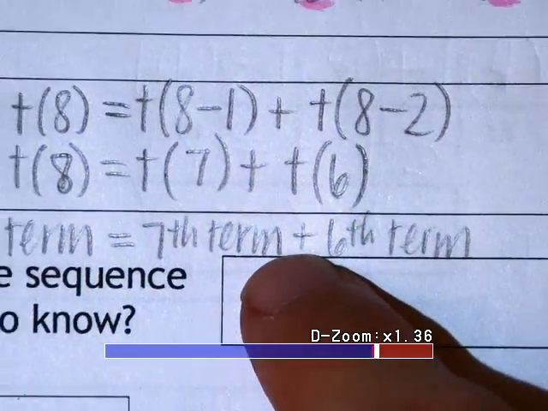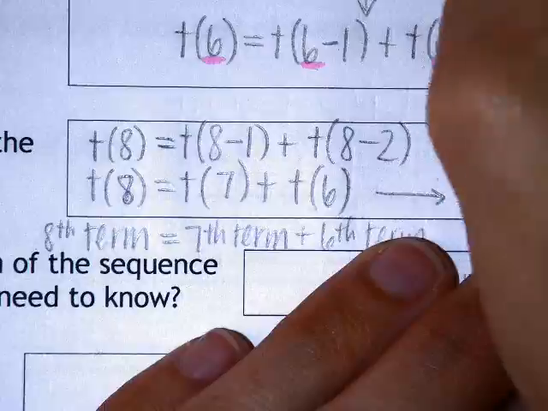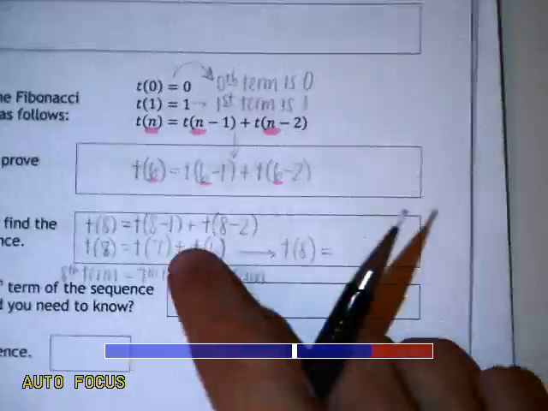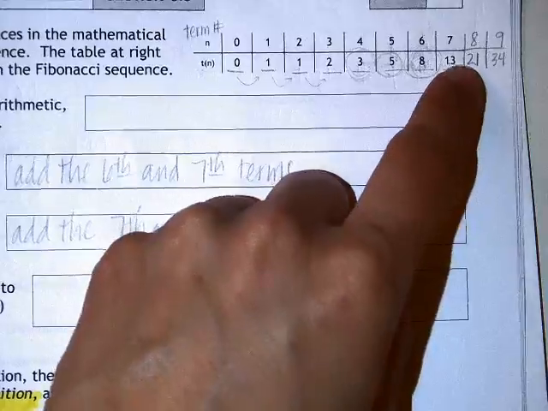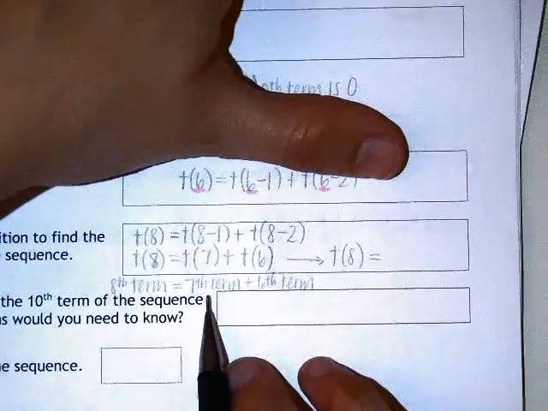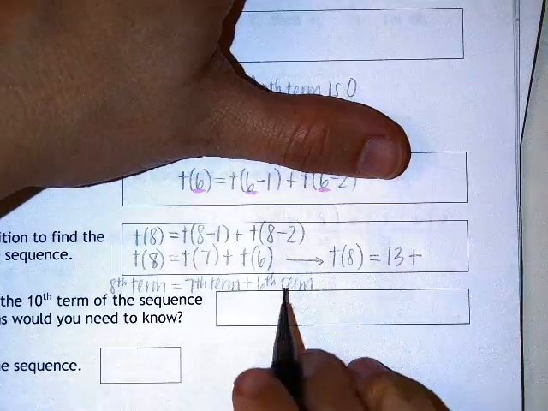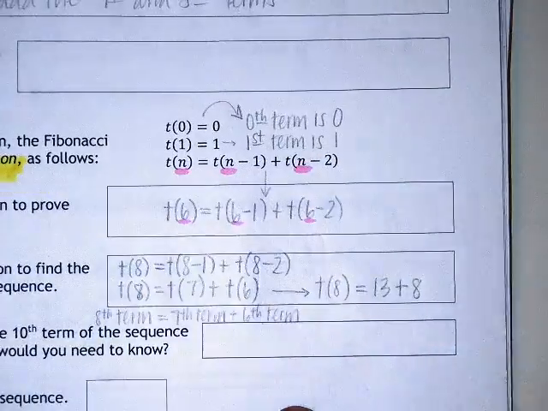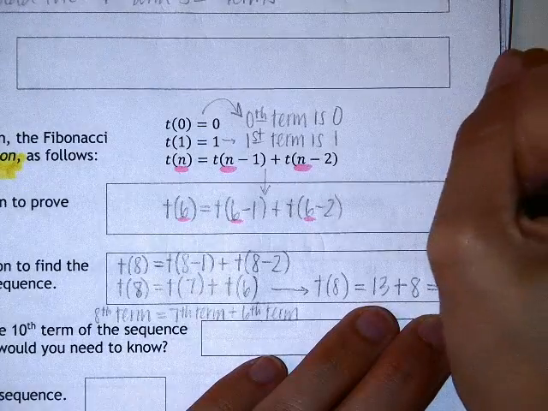Well, I know those things because those came from the table. If the 8th term, so I'll still call it t of 8, but I'm going to really say it as the 8th term, is just the 7th term plus the 6th term, I'm going to go back and look at my table. The 7th term was 13, and the 6th term was 8. So t of 8, the 8th term, would be 13 plus 8, which is 21.